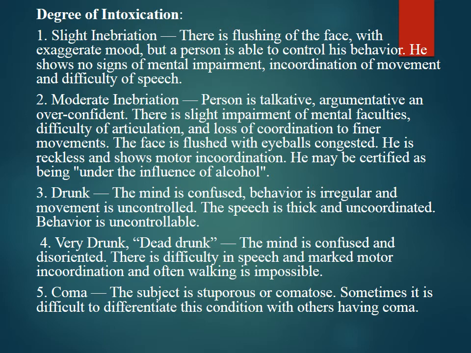Okay? Next degree is the degree of being drunk. The mind is confused, behavior is irregular, and movement is uncontrolled. The speech is thick and uncoordinated. Behavior is uncontrollable. And then, very drunk or dead drunk. The mind is confused and disoriented. There is difficulty in speech and marked motor incoordination, and often walking is impossible. And then coma. The subject is stuporous or comatose. Sometimes it is difficult to differentiate this condition from others having coma.